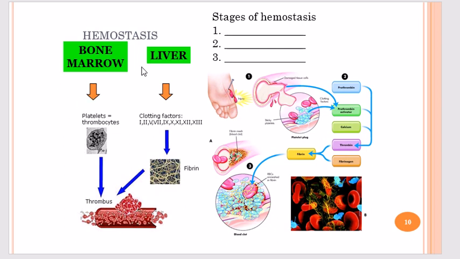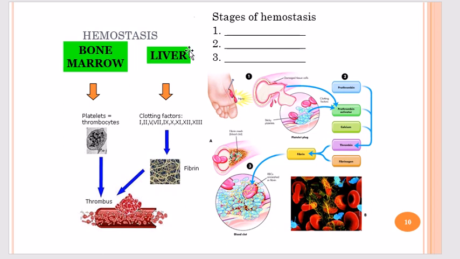We also need a functioning liver to produce clotting factors. And then what we also need from the liver is going to end up being the production of fibrin in order to later contribute to the clot because of these clotting factors. But then we also need substances available to actually dissolve the clot afterwards once we no longer need it.